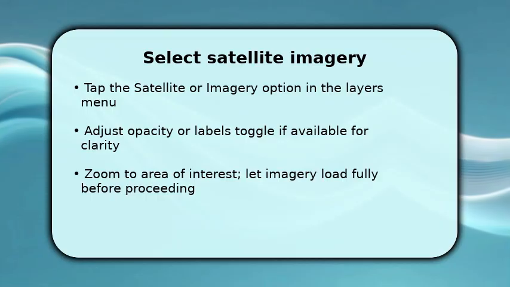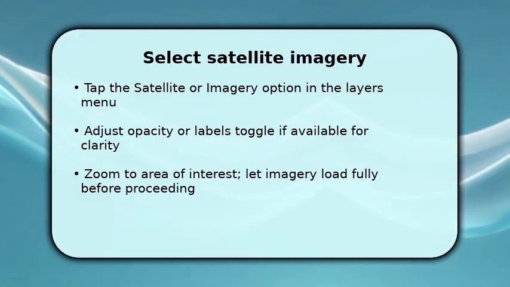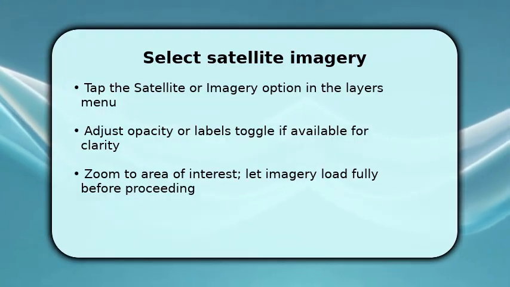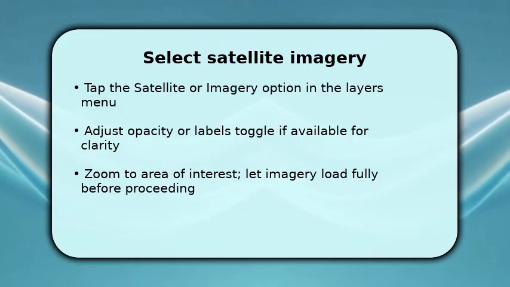Wait for clouds or low-res tiles to refresh. If the app asks to download offline imagery, decide now. You're switching base layers. This step replaces the standard view with photographic tiles for real-world detail.